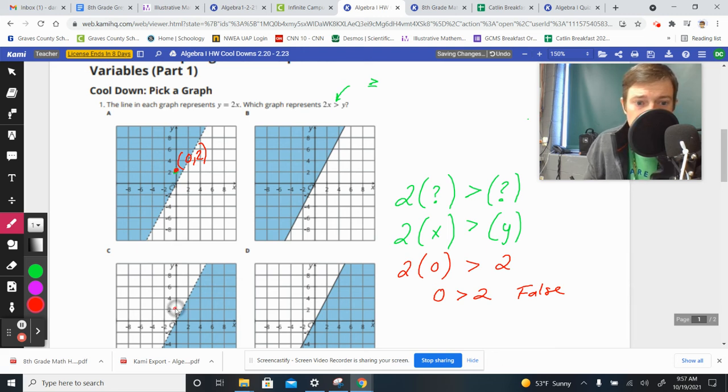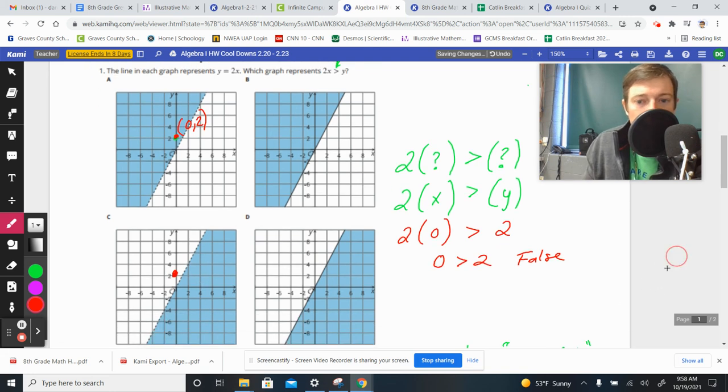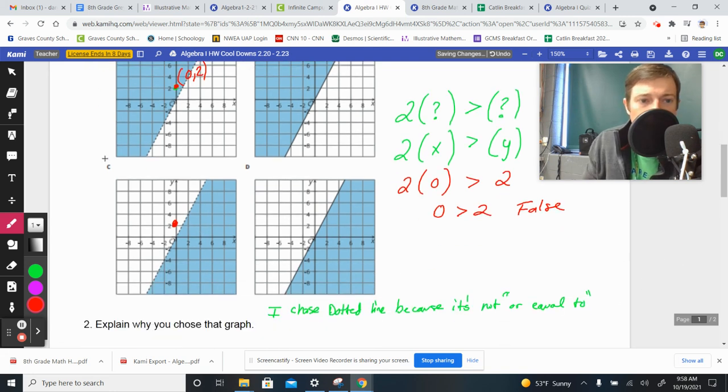So if I use the same ordered pair here, that means this graph is the one that I want, because whenever I put 0, 2 on there, it should be false. It should not be a solution. It should not be shaded like A has it. A shaded the wrong side of the dotted line, whereas C shaded the correct side of it. So I'm going to select C.